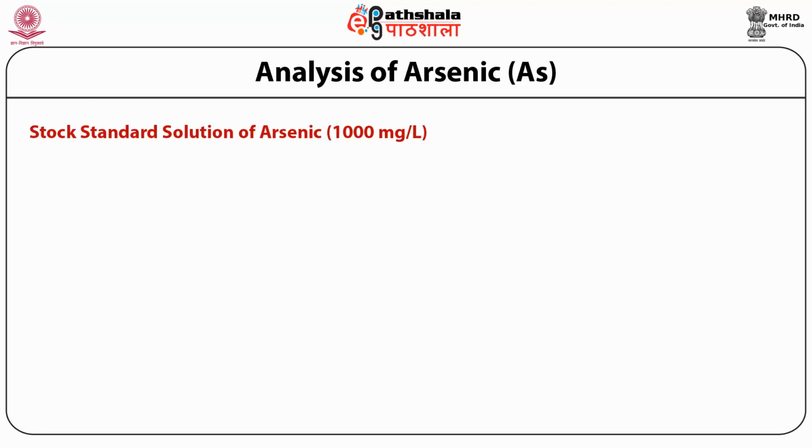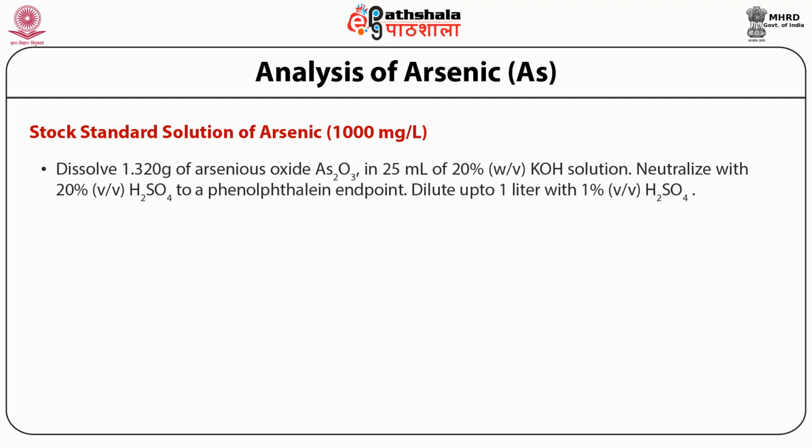Stock solution of arsenic, 1000 milligrams per liter. It is prepared by dissolving 1.320 grams of arsenic oxide in 25 ml of 20% weight by volume potassium hydroxide solution. It is neutralized with sulfuric acid 20% volume by volume to phenolphthalein endpoint and diluted up to 1 liter with 1% volume by volume sulfuric acid.